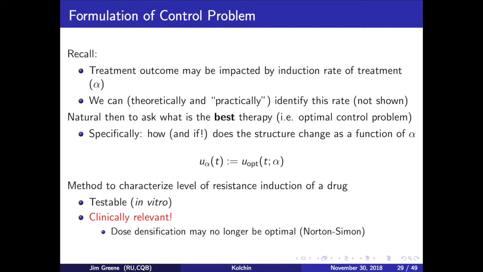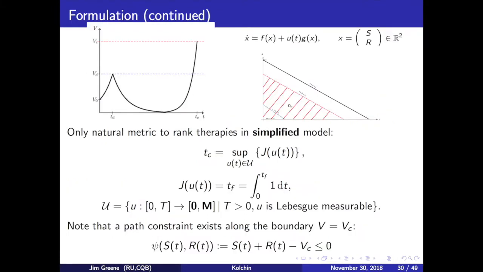It also gives another testable, maybe in vitro, way of determining alpha, because if we know how the optimal therapies change, and we do a bunch of different therapies and measure which one's optimal, then we can reverse engineer what the value of alpha is as well. So it's clearly something that makes sense to be interested in. Okay, so what is the optimal control problem?